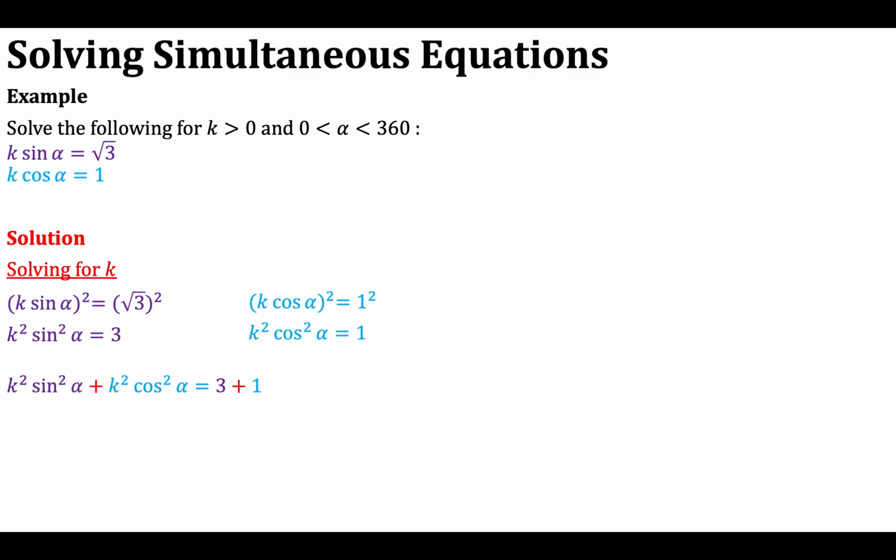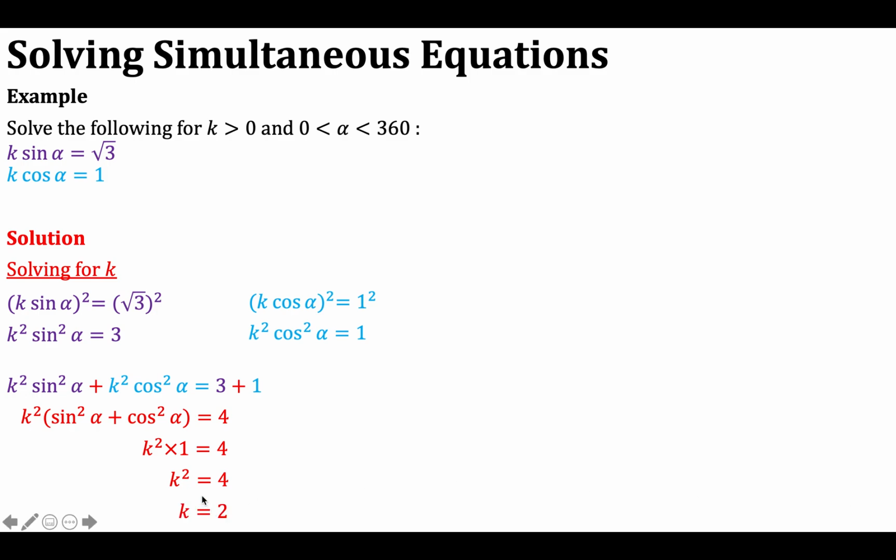Now on the left hand side we can take out a common factor of k squared, and obviously on the right hand side we can evaluate that to get 4. So that gives us k squared multiplied by sin squared of alpha plus cos squared of alpha equals 4. And remember that trigonometric identity, sin squared alpha plus cos squared alpha is equal to 1. So k squared multiplied by 1 is equal to 4, which means that k is equal to 2.